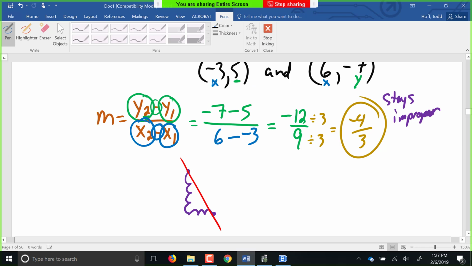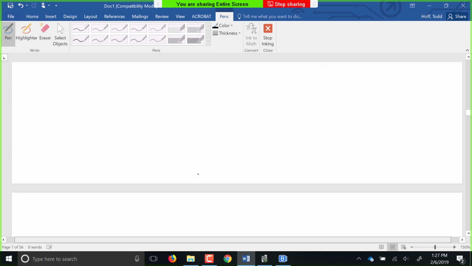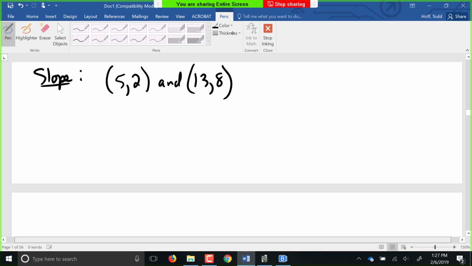So in your notes, find the slope of the line that goes through the points (5, 2) and (13, 8).